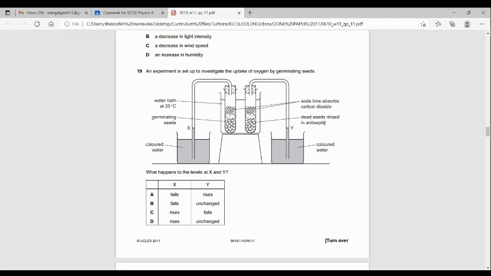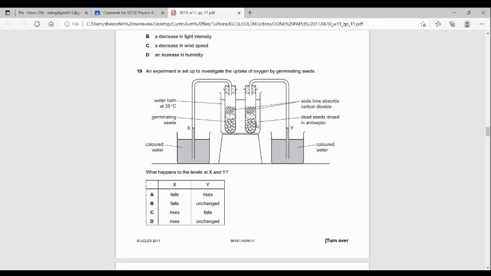There are dead seeds. And also soda lime absorbs carbon dioxide. This one in Y. If the soda lime is absorbing carbon dioxide, in the germination, the seeds respire, so they need oxygen and they need the right temperature. The right temperature, which is 25, is given to all of them. But the problem is that in the right test tube, the seeds are dead. But the other one on the left side, they are germinating. So in Y, there should not be any changes because the seeds are dead. They can't germinate, they can't do anything. So Y actually stays unchanged.